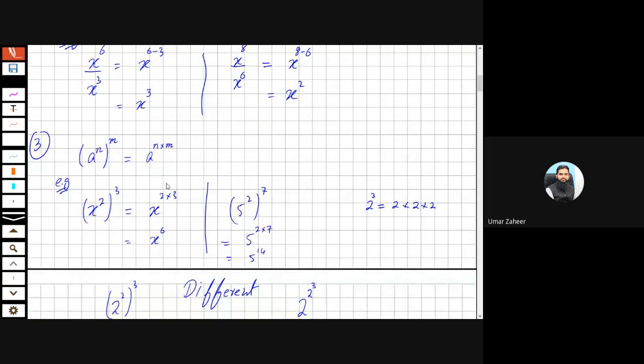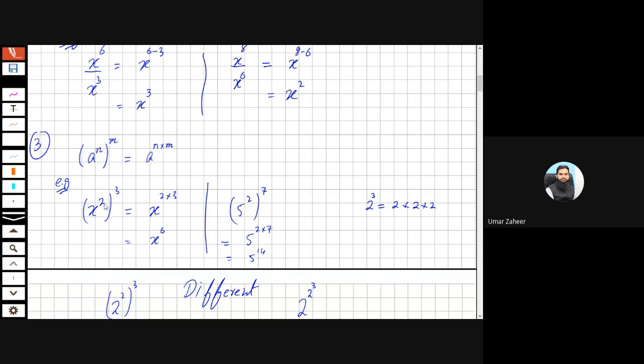The third rule is, you have a number with some power and there is a whole power on it, meaning there is a power on the power. So we have to multiply the powers. Means you have a to the power n, and there is a whole power m, so we are going to multiply.